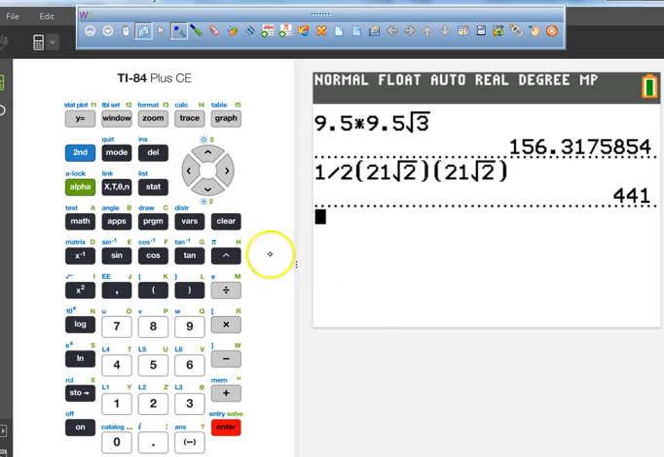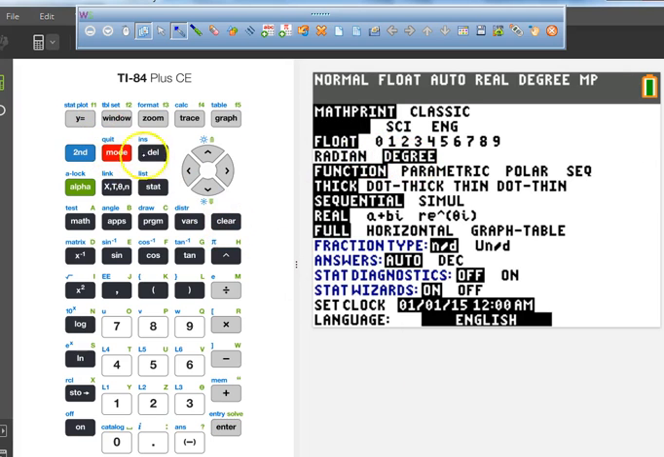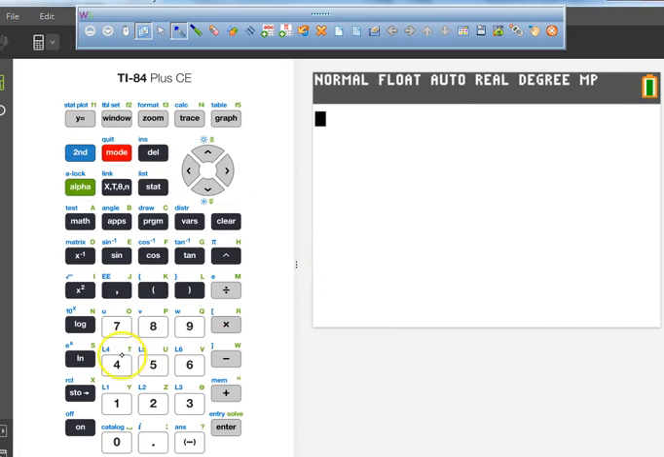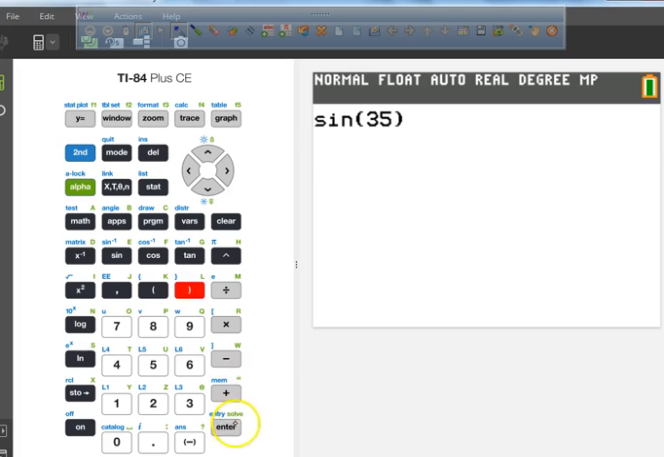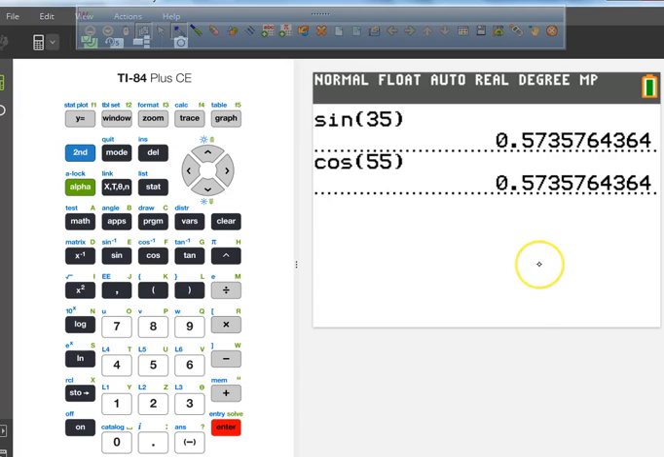So let's review. Hold on, let me clear this out. Let me make sure my mode is in degree mode. Good. And then I'm going to say the sine of 35 degrees. I'm going to press enter and see what that equals. Ooh, that's an ugly number. All right, and cosine of 55 degrees. Cross your fingers, drum roll. There we go. It's the same thing.